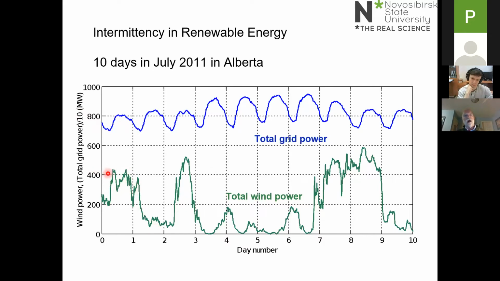So in 2011, maximum wind power production over those 10 days was something like 600 megawatts compared to about 8,000 megawatts of total grid demand. In other words, the penetration, and this is another term that we're going to be seeing in this course, the penetration of renewable energy in Alberta at this time was quite small. It was only about 6 or 8%.